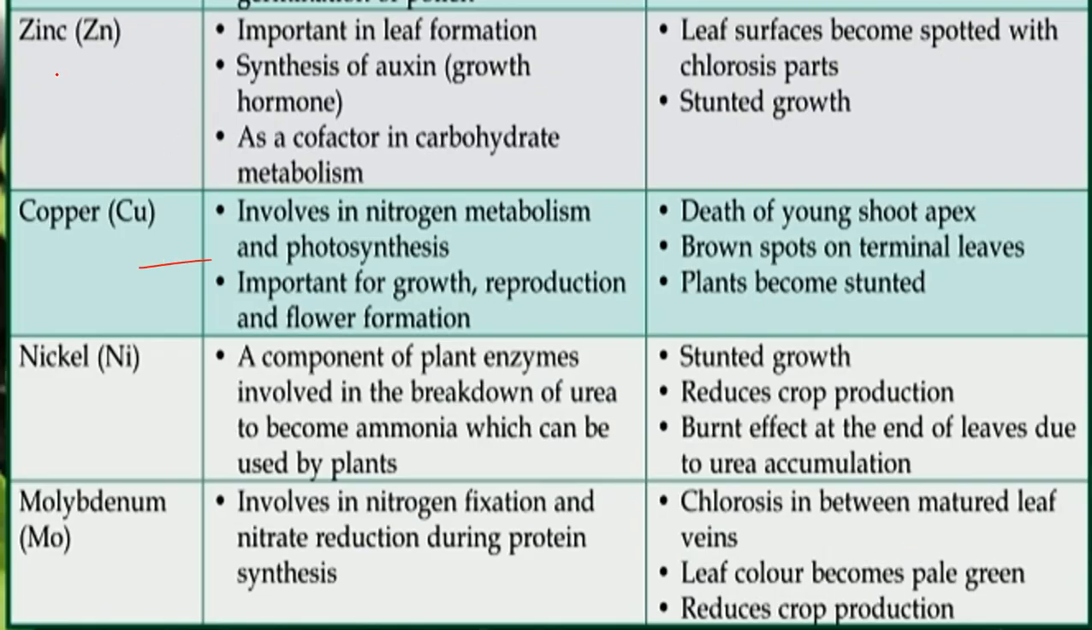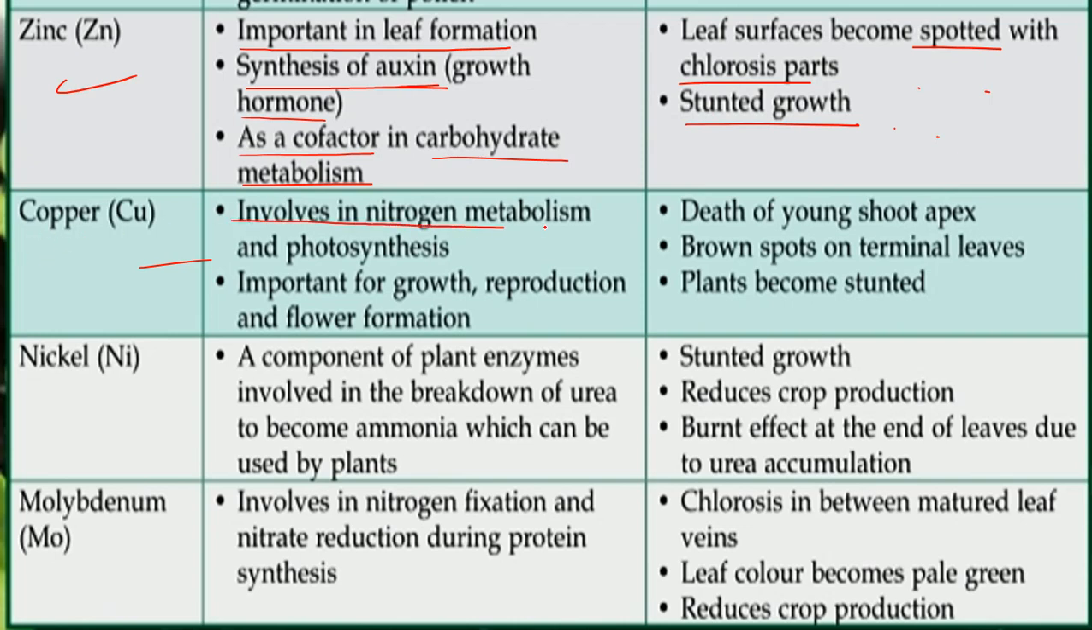Okay, next is zinc. Zinc is for leaf formation, and also for synthesizing auxin. Auxin is a growth hormone in plants. It also acts as a cofactor in the metabolism of carbohydrate. If deficient, the leaf surface becomes spotted with chlorosis patches. There will be certain spots that undergo chlorosis, that is, become yellow. And then stunted growth.